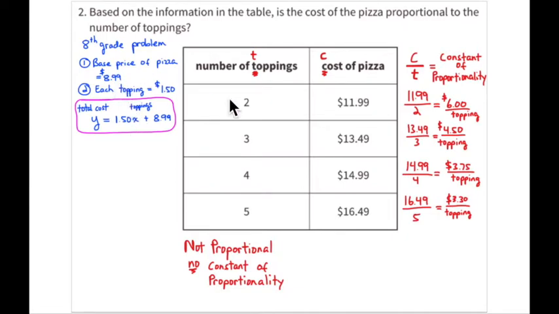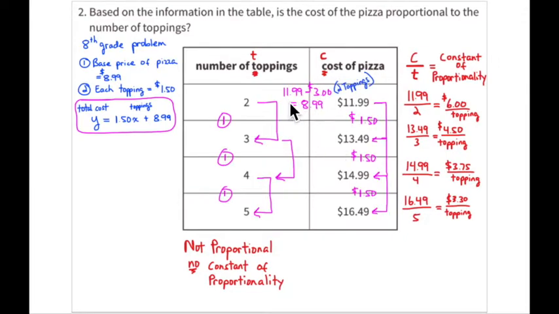How do you figure out that $8.99 is the base price of the pizza, and the cost of each topping is $1.50? Well, you look at the change in the cost of the pizza when you add one topping. So when you add one topping, it goes from $11.99 to $13.49. That's an increase of $1.50. Do that again, add one more topping, the price increases another $1.50. Do that again, add one more topping, the price increases $1.50.